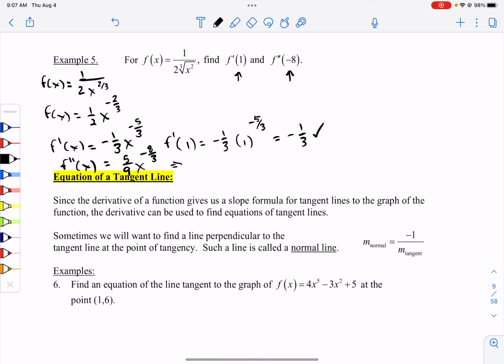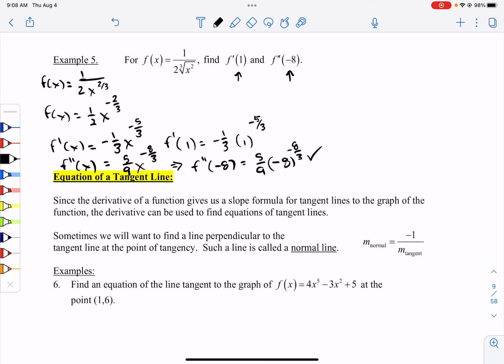Okay, so let's do f double prime of -8. So I've got 5/9 times -8 to the -8/3. Okay, here's where we need to have a little discussion, okay? Right now, I'm going to erase this for just a minute because it's bothering me. This is not pretty. And technically, it wants me to find what this value is. Now, here is the wonderful thing about calculus. I can stop right there.